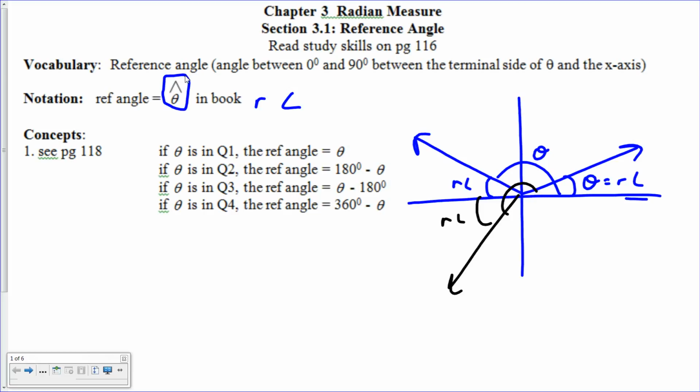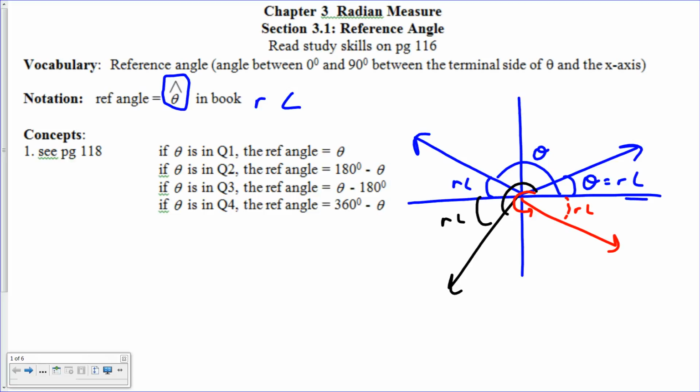Lastly, if I were to look at an angle down in the fourth quadrant, if my theta went all the way around here, how do I figure out what this reference angle would be? Well, I would take 360 all the way around, subtract off my angle, and that's going to give me what's left. Or I can think about, like if this is 310, 310 plus what gives me 360? 50 degrees.